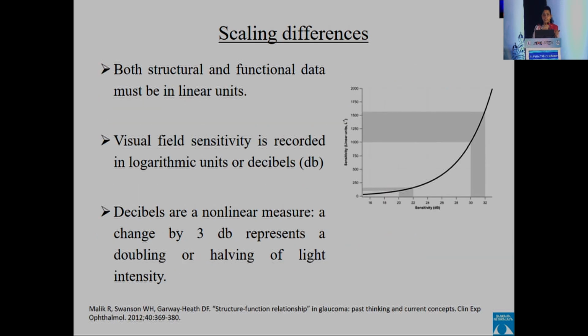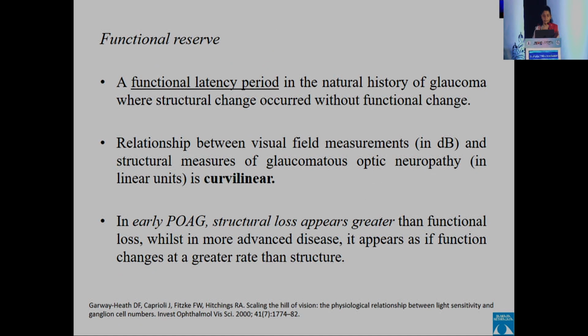Also, when we study these surrogates, we have our scaling differences. Note that both are not studied in the same units. Structure is studied in linear units. Functional data, which is in perimetry, visual field sensitivity, is recorded in logarithmic units. So when using logarithmic units, we have to keep in mind that they are non-linear. Decibels are a non-linear measure where a change of 3 decibels represents a doubling or halving of the light intensity.